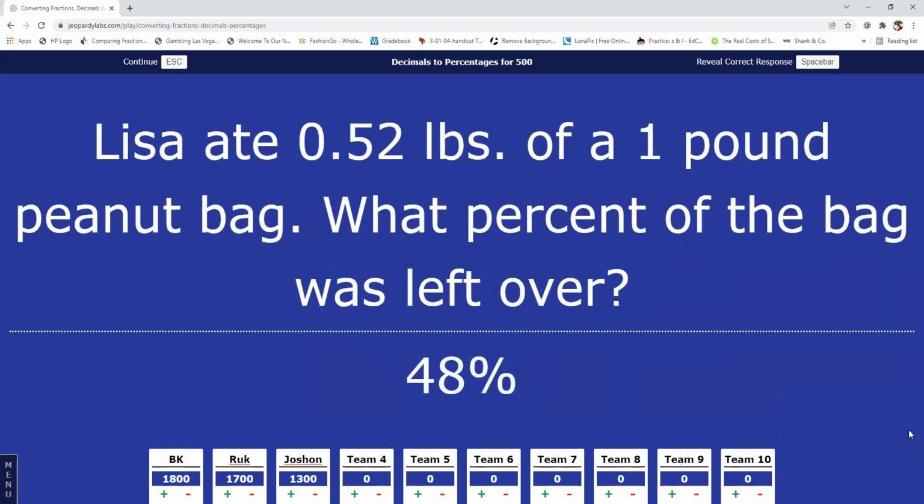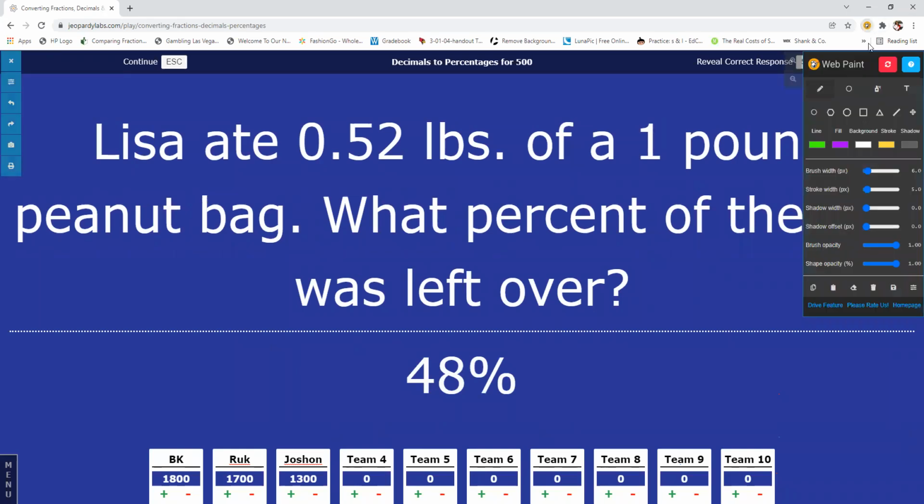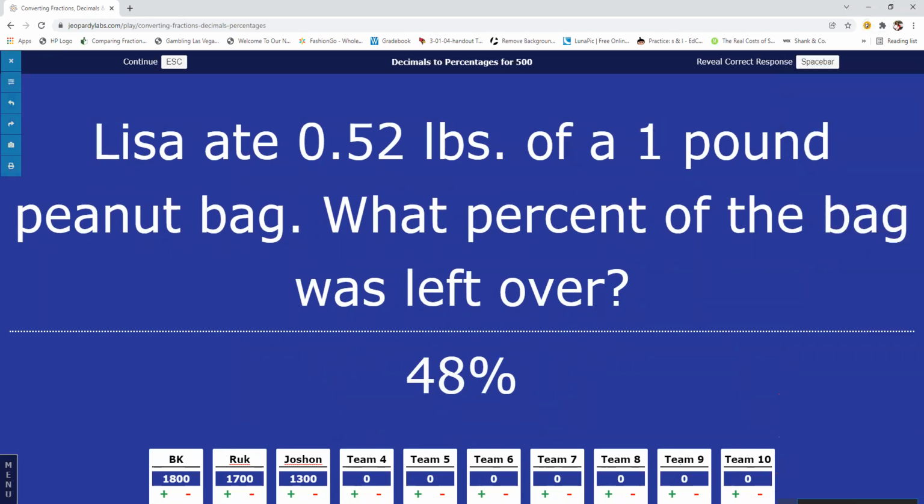All right, and the correct answer is 48%. So how did we get there? It says Lisa ate 0.52 pounds of a 1 pound peanut bag. What percent of the bag was left over? So they gave us the value in decimal form, but the question is asking for the answer in percent form. And the key here is that they want to know what was left over. So we know what she ate, but we need to figure out what was left over.